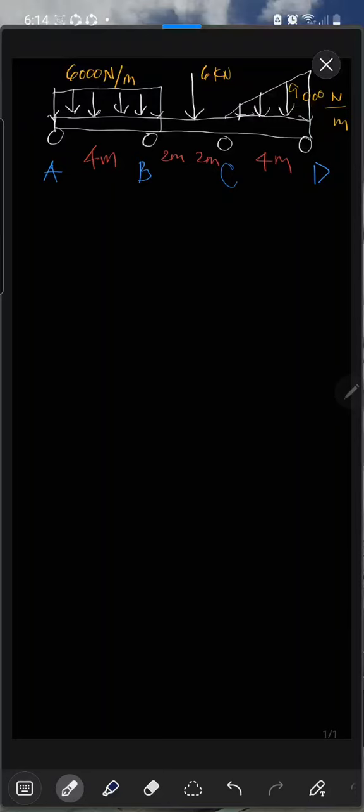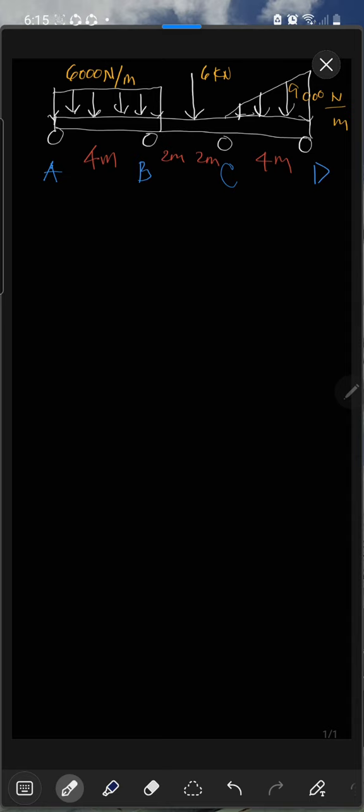Let's have this problem. A continuous beam ABCD supported by rollers at A, B, and C and hinge at D carries a uniform load of 6,000 Newton per meter along the span AB and a concentrated load of 6 kilonewton at the midspan of BC and a triangular load which varies from 0 at C to a maximum of 9 kilonewton or 9,000 Newton per meter at D. So using modified moment distribution method, compute the moment at B and the moment at C.